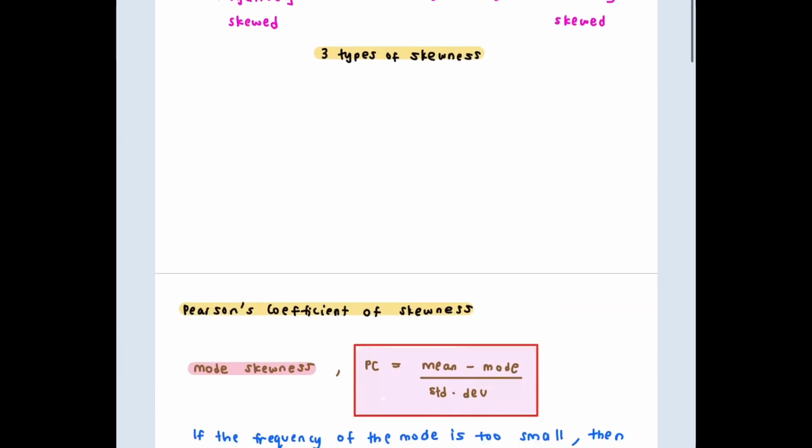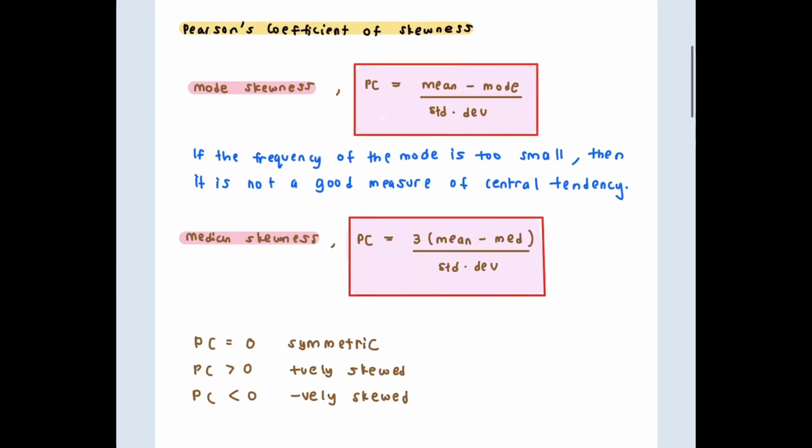Okay, how can you calculate? We are having two formulas. The first one we call the mode skewness. The formula in the question will use the Pearson coefficient of skewness. That is the name of the formula. Let's say the question asks, find the Pearson coefficient of skewness. So you might use these two formulas, the mode formula or the median formula.